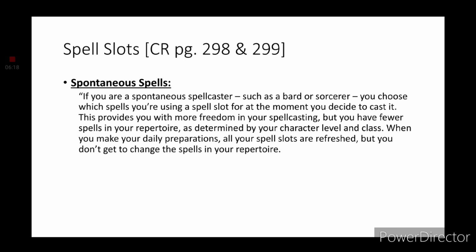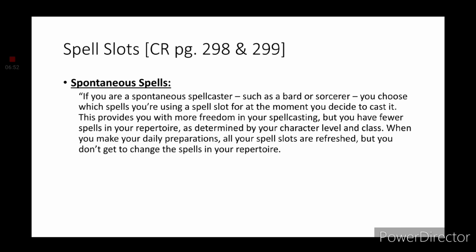Spontaneous spells. If you are a spontaneous caster, such as a bard or sorcerer, you choose which spells you'll use in a spell slot for at the moment you decide to cast it. This provides you with more freedom in your spellcasting, but you have fewer spells in your repertoire, as determined by your character level and class. When you make your daily preparations, all your spell slots are refreshed, but you don't get to change the spells in your repertoire.